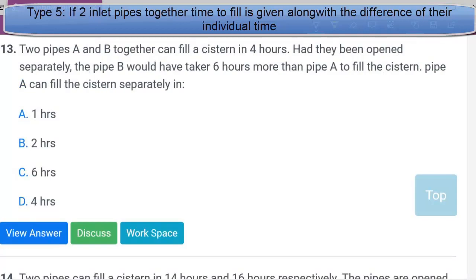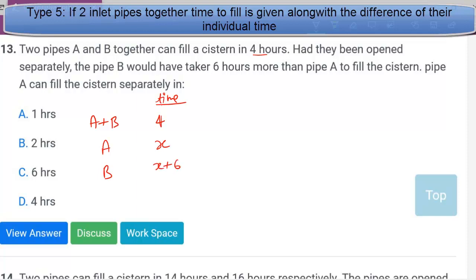In this question it is said two pipes A and B together can fill a cistern in 4 hours. Had they been opened separately, pipe B would have taken 6 hours more than pipe A to fill the cistern. Pipe A can fill the cistern separately in, so it is given here A plus B, if both are opened they can fill in 4 hours. I am writing here time in hours. For A and B it is not known, but it is given that B would have taken 6 hours more. So if A is taking say x hours, B would have taken x plus 6.